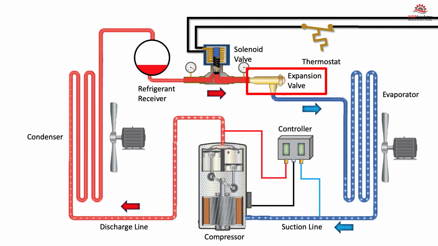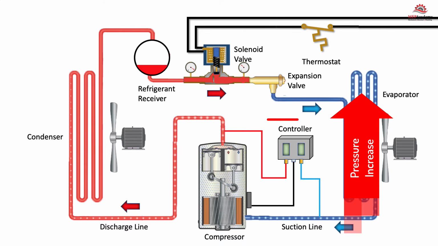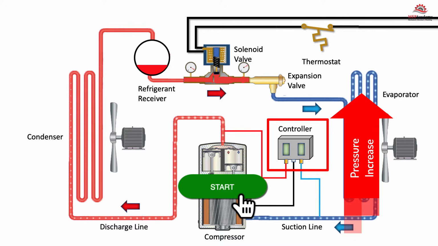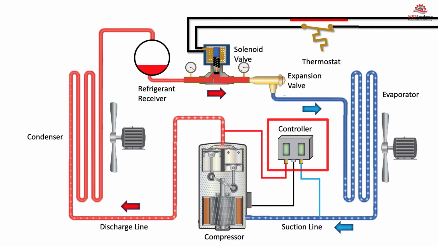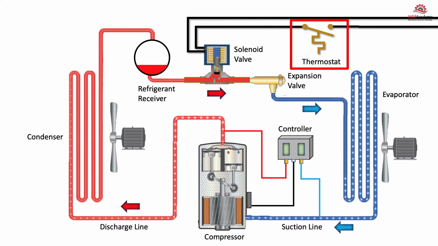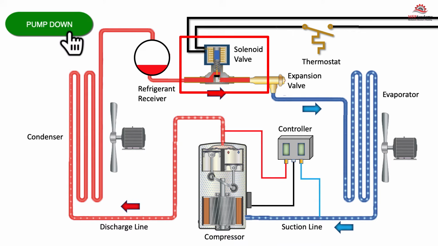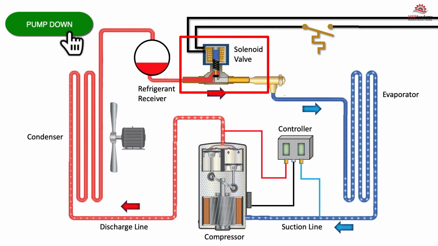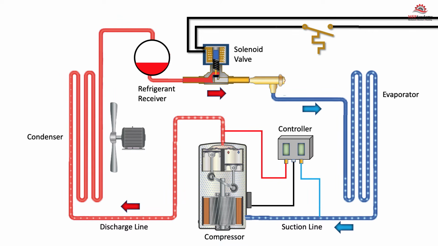The refrigerant entering the evaporator causes a rise in pressure that triggers the controller to turn the compressor on. When the thermostat is satisfied and cooling is no longer required, it stops the flow of electricity to the solenoid valve, causing it to close. The compressor keeps running, pulling the refrigerant out of the low side and into the high side liquid receiver.